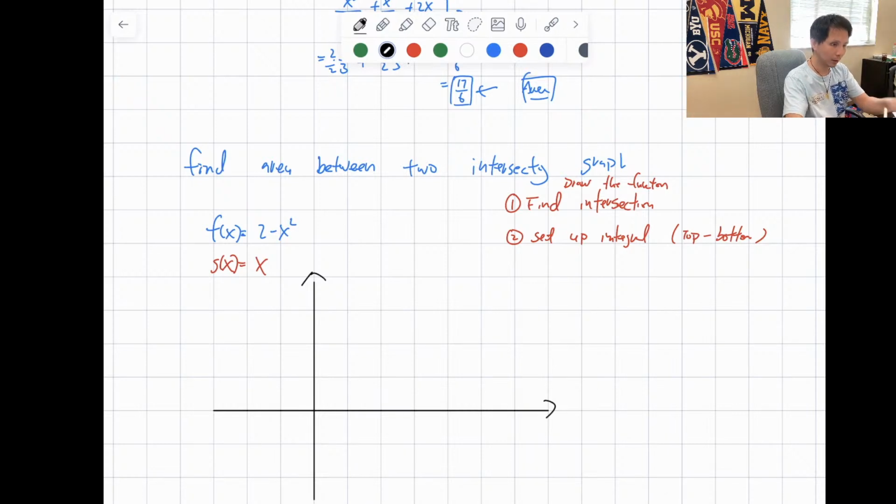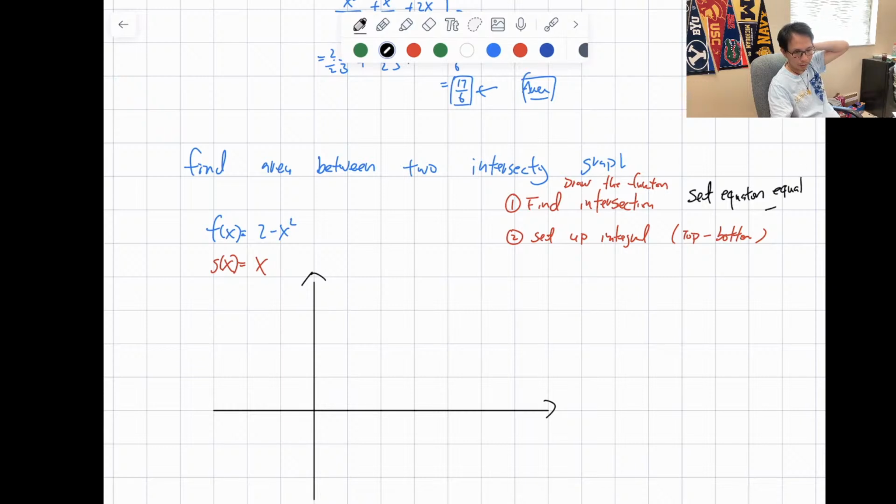And then find the intersection. How do you find the intersection, by the way? No, not the line test. Good job, Avadash. Set the equations equal to each other.